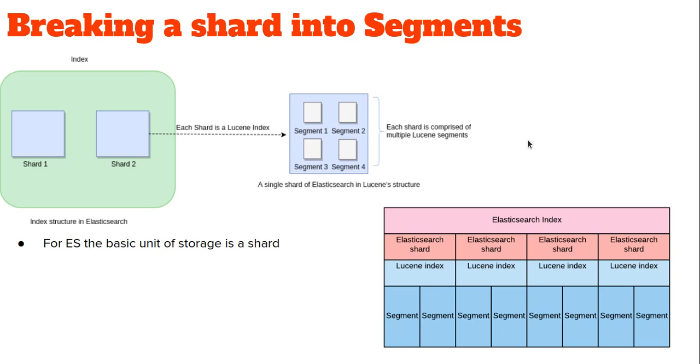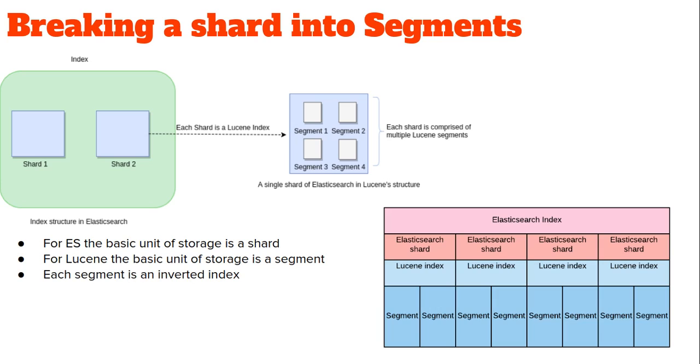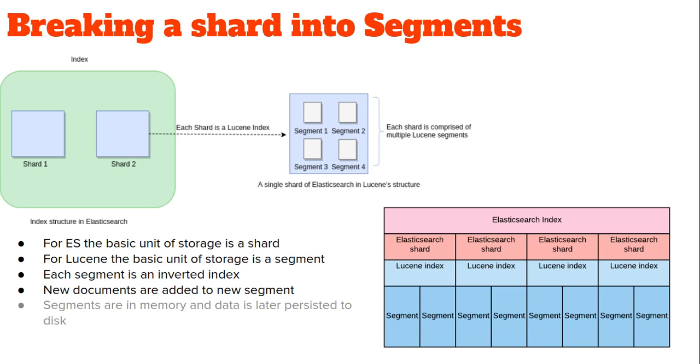So for Elasticsearch, the basic unit of storage is a shard, but for Lucene, the basic unit of storage of the inverted index is a segment. Each segment in itself is an inverted index and has all the capabilities of indexing and searching. If I have indexed 10 documents and I want to add 5 more, they will be created in a new segment, because once a segment is created in Lucene, it is immutable. Segments are in memory, and this data is later persisted at an appropriate time to disk.